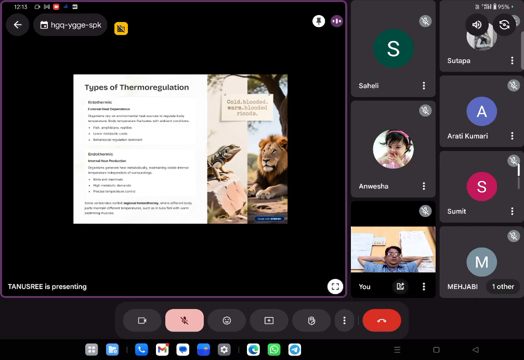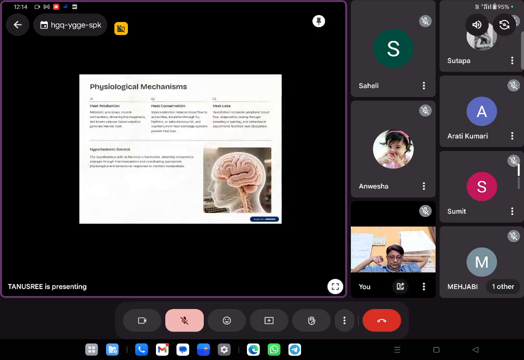This allows them to maintain a stable internal temperature even in extreme cold. Some animals even show regional heterothermy. For example, tuna fish can keep their swimming muscles warm while the rest of their body stays cool. This is a great adaptation for active swimming. Next, we are moving on to physiological mechanisms.